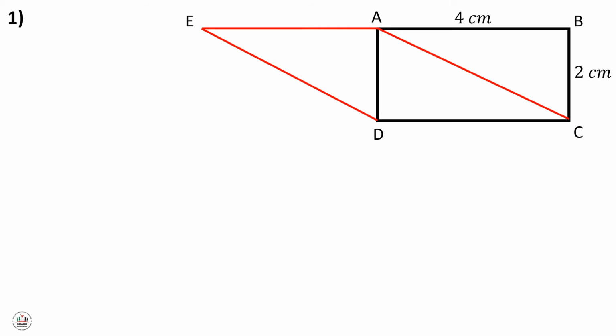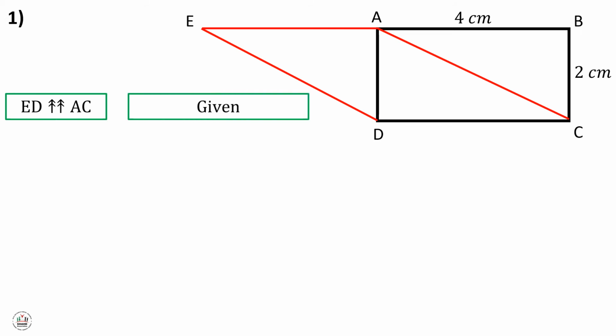To prove that ACDE is a parallelogram, we want to prove two opposite sides are equal and parallel. We know that ED is parallel to AC because we had drawn ED parallel to AC. So we can say that ED is parallel to AC.